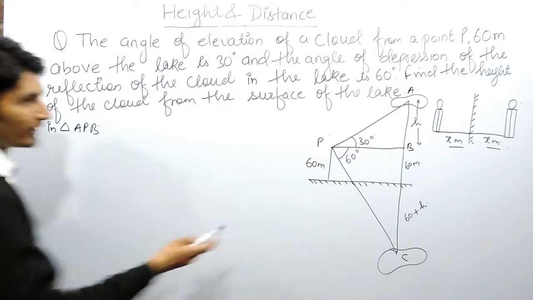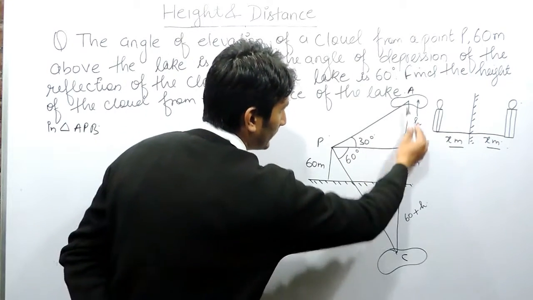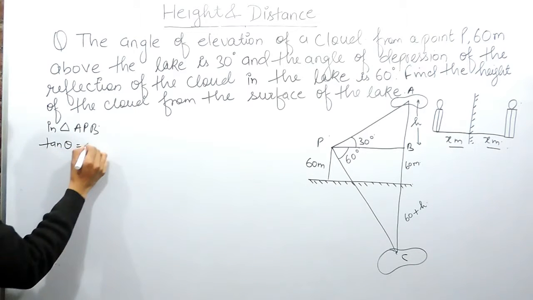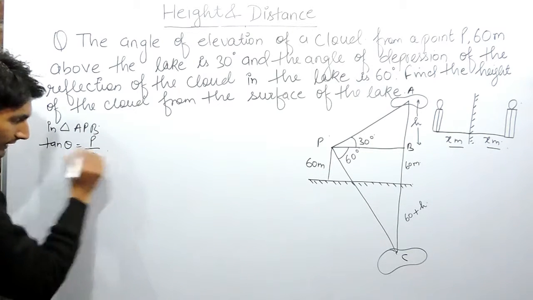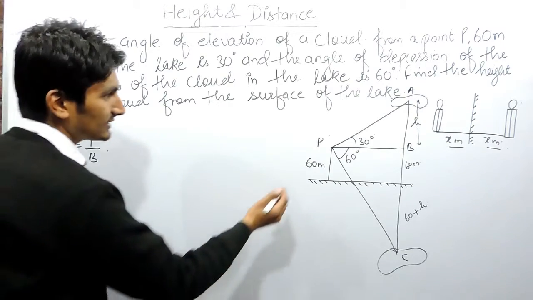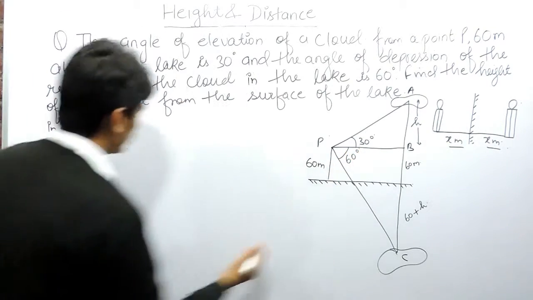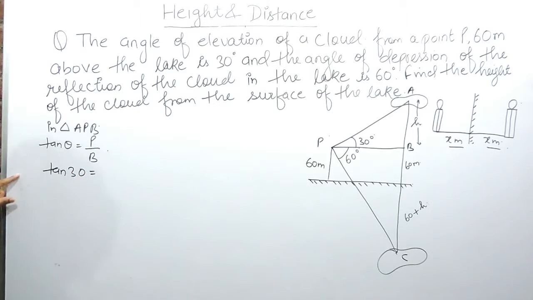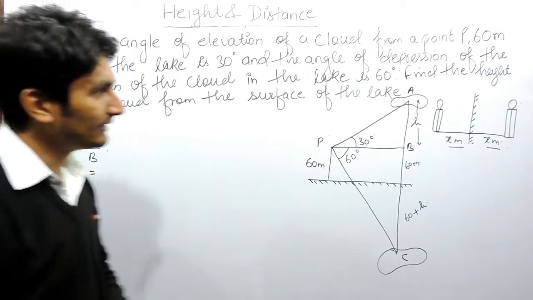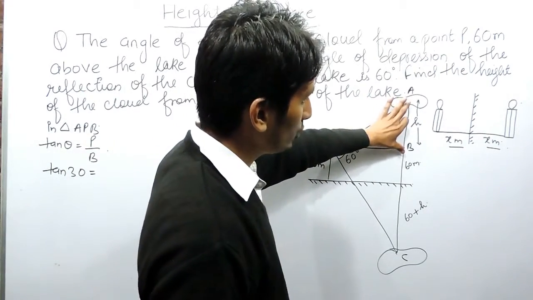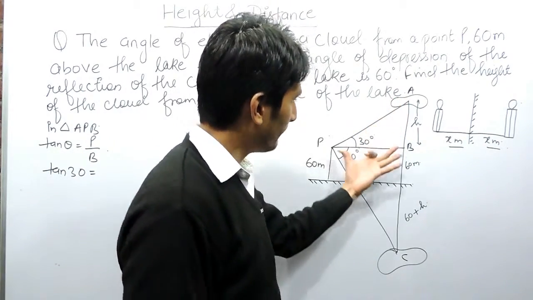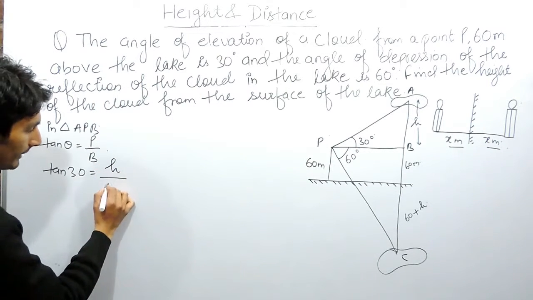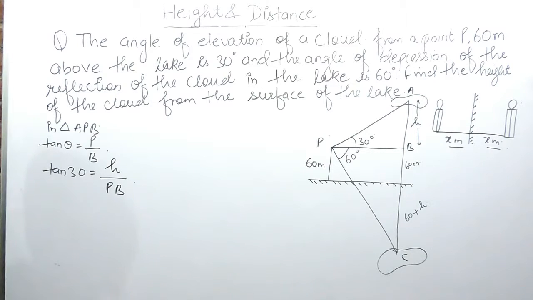In triangle APB, if I have to find the ratio for tan theta, obviously that will be equal to perpendicular upon base. Here theta is given to you as 30 degrees. So here I have to find the value for tan 30, and that is equal to perpendicular upon base. In this case, perpendicular is given to you as h meters and the base is PB.